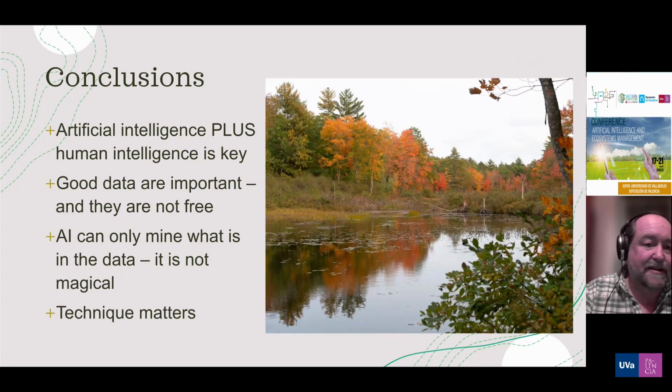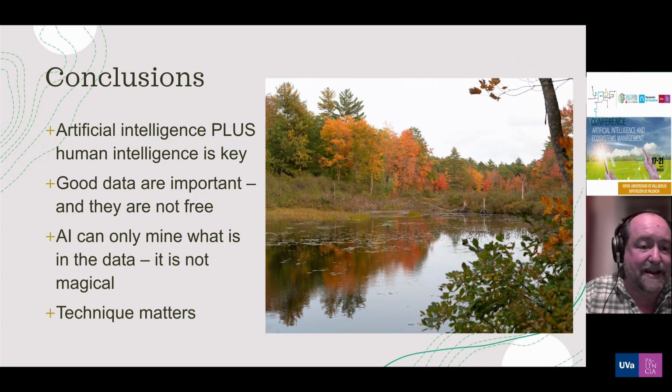So, in conclusion, using artificial intelligence in conjunction with whatever intelligence we can bring to bear, I think is the key to making most effective use of our techniques. I love things that work out of the box without thinking because my intelligence is low. But when we put those two things together, we make a lot more progress. Good data, wow, they're critically important and they're not free. So a big thanks to everybody who's responsible for collecting these huge data sets.